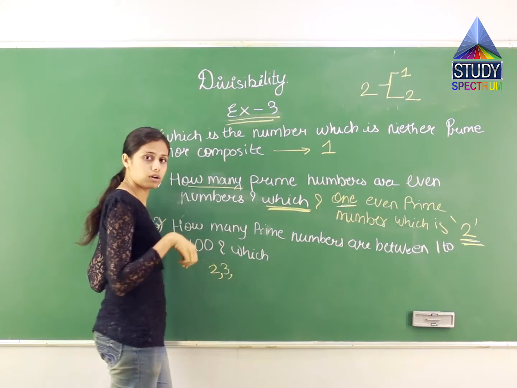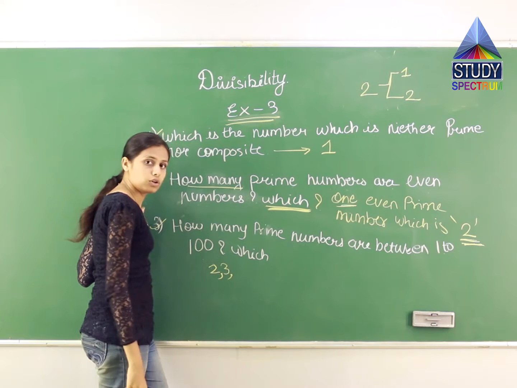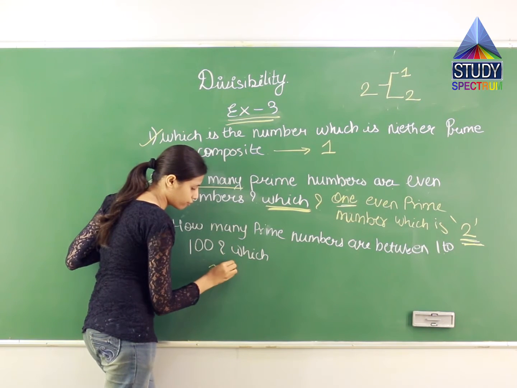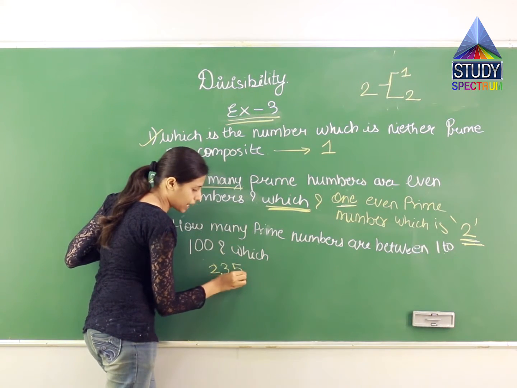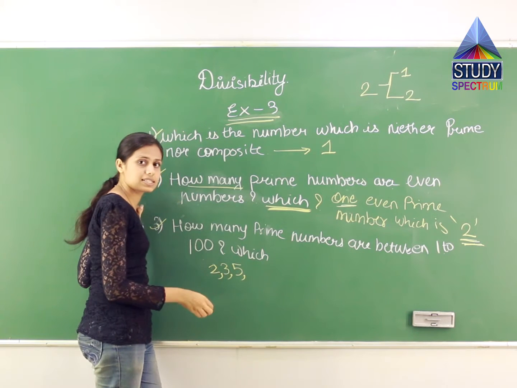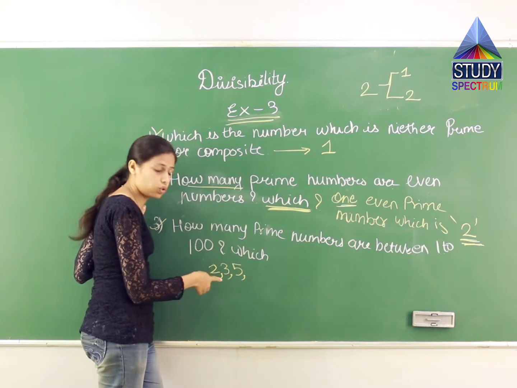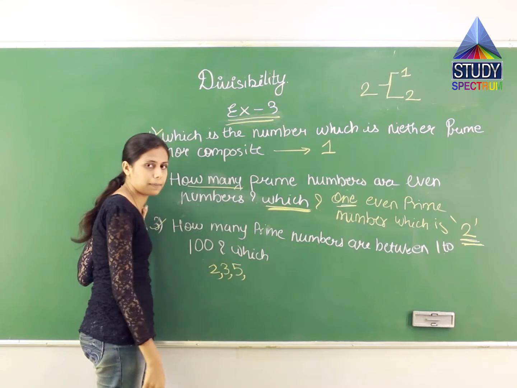फिर 4 comes in the table of 2, right? So we don't take 4. Then I have 5 as a prime number. What about 6? 6 comes in the table of 2 and 3. So 6 cannot be a prime number.